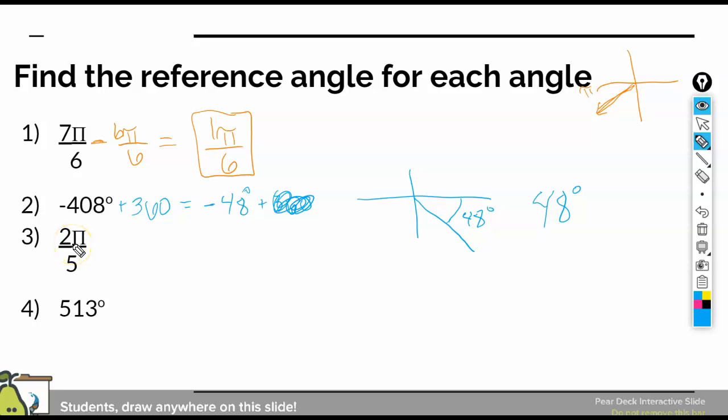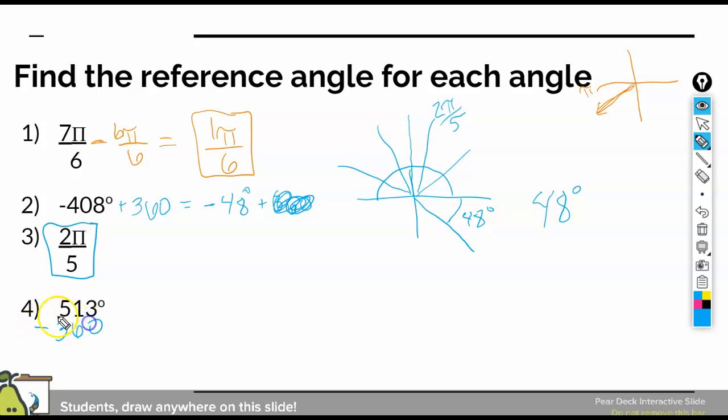2 pi over 5. So 2 pi over 5, if we took pi and separated it into 5 equal pieces, 1, 2, 3, 4, 5. 2 pi over 5 ends up in this first quadrant. So if 2 pi over 5 is in the first quadrant, it is the reference angle.